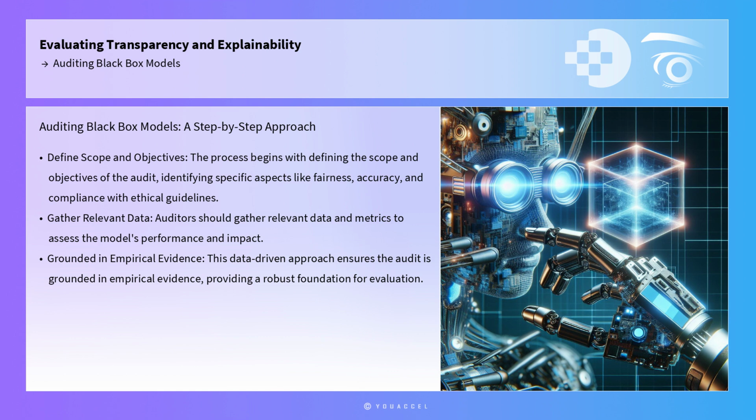In addition to these tools, it is essential to implement a step-by-step approach to auditing black box models. The process begins with defining the scope and objectives of the audit. This involves identifying the specific aspects of the model that require evaluation, such as fairness, accuracy, and compliance with ethical guidelines. Once the objectives are clear, auditors should gather relevant data and metrics to assess the model's performance and impact. This data-driven approach ensures that the audit is grounded in empirical evidence, providing a robust foundation for evaluation.